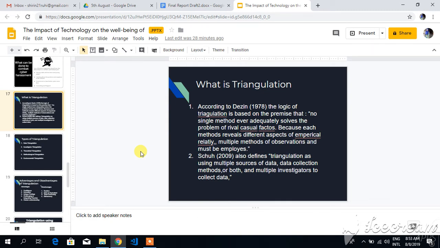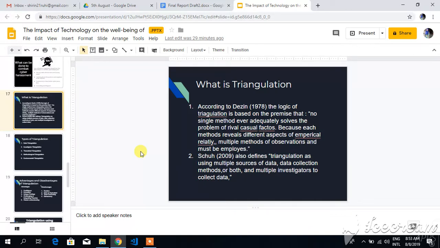Hello everybody, this is Shireen Akhtaruhi and today I'm going to explain the method of triangulation that I have used in my research report. So to start with, let us see what is triangulation.